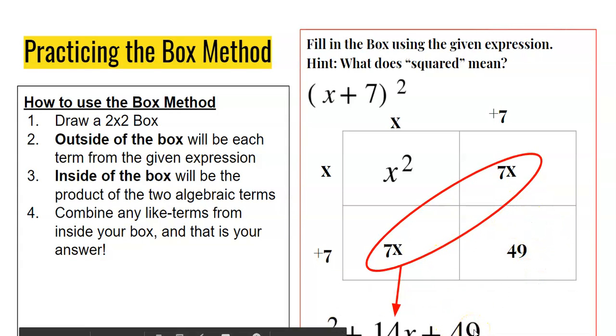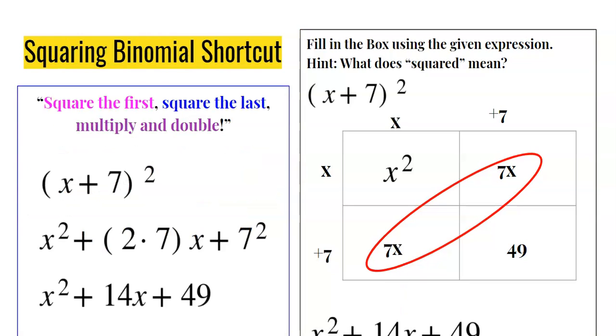So we'll end up with x squared plus 14x plus 49. Now there's a shortcut for these specific types of problems where you don't necessarily need to do the box method, if you remember this saying. If you're given a case where you're squaring a binomial, or multiplying the same binomial by itself, then you can square the first, square the last, multiply and double.